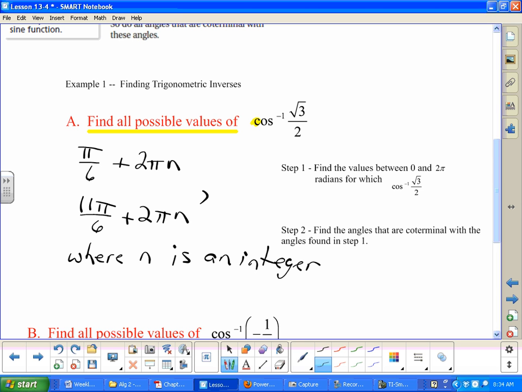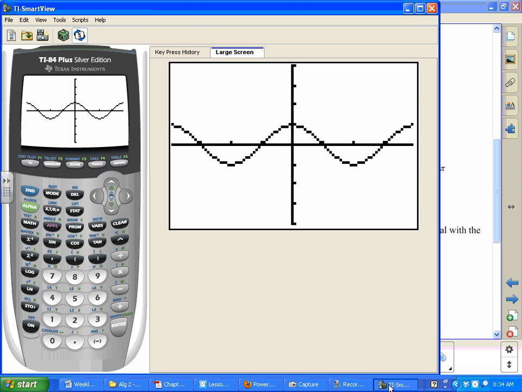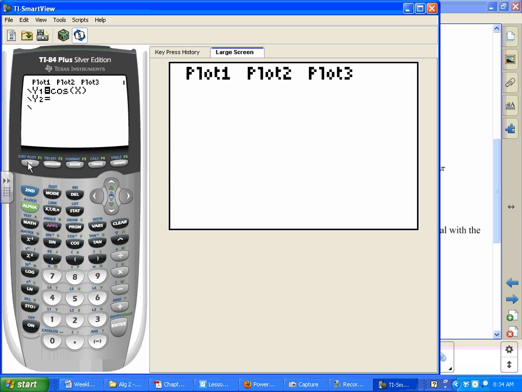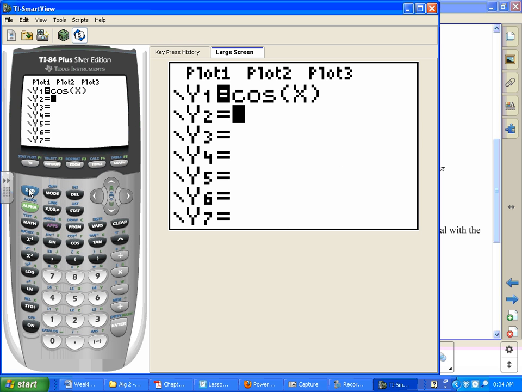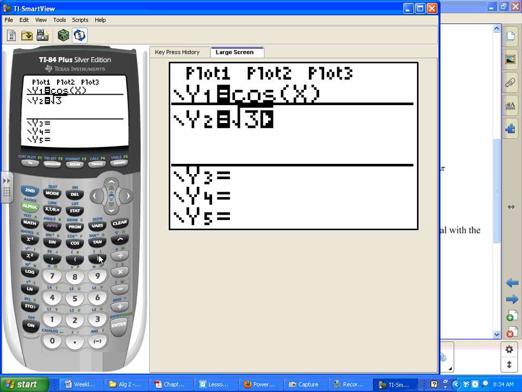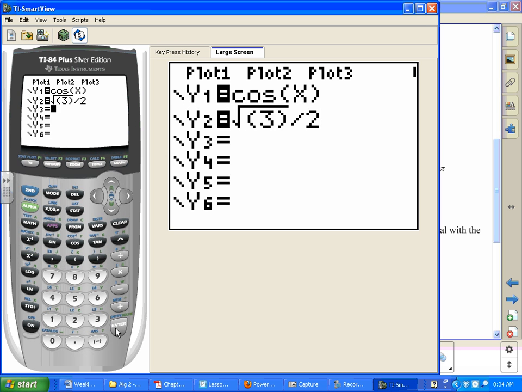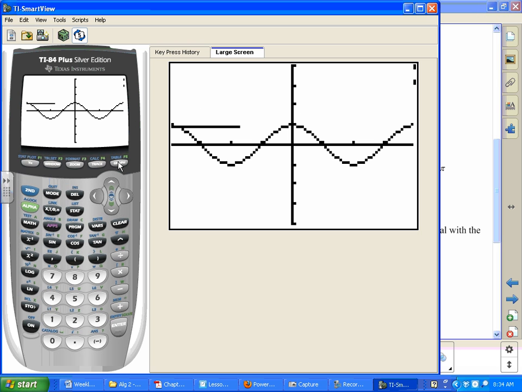Because we're talking about all possible values. That means every time it could stop on that unit circle, or if we put square root of 3 over 2 and y here, we're talking about all the times that it intersects that graph.